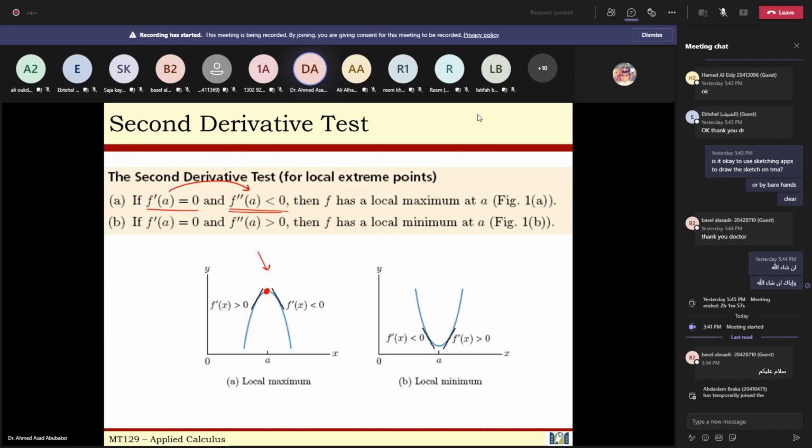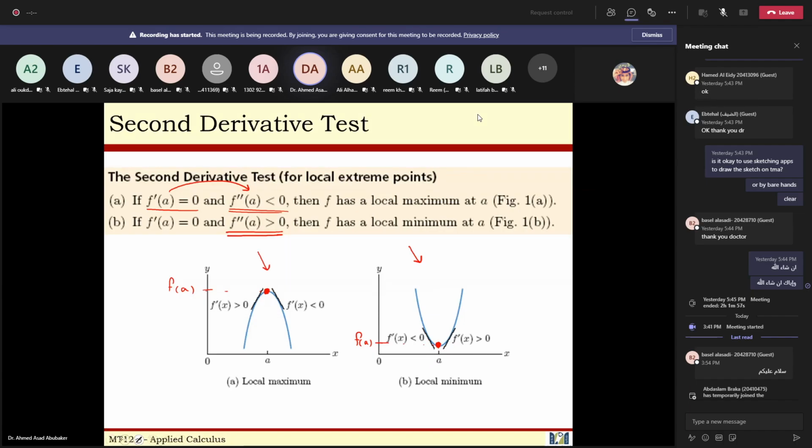Okay, now if we substitute a in f double prime and we have a positive value, we have concave up. This is positive, so we have concave up. So this means x equal a is an inflection point, this is the local minimum point. Okay.